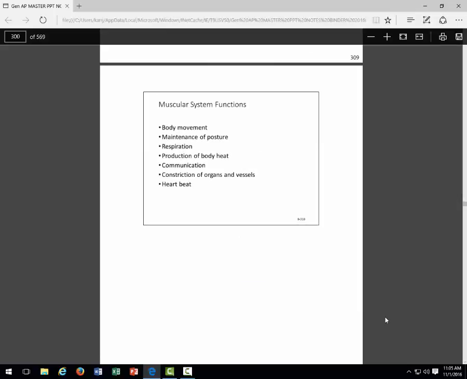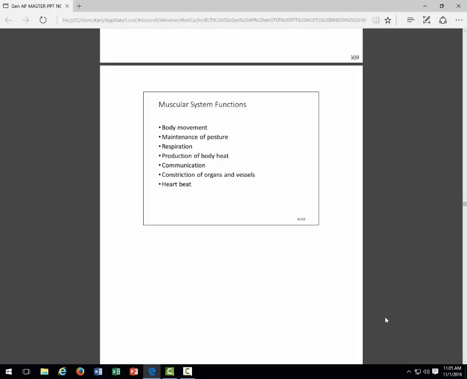So basic functions of the muscular system, key thing is movement. Maintaining posture, so the muscles of your back allow you to sit up or stand. Respiration, the external intercostals control the ribs by allowing you to inhale when they contract and pull the ribs outward. And the diaphragm is a really important muscle that contracts and moves down when you take a deep breath. So we need those very important muscles for breathing.